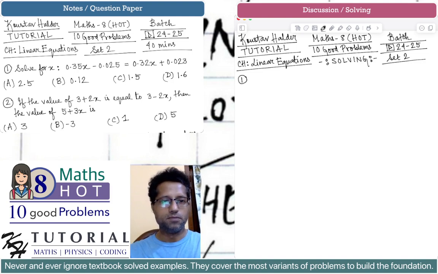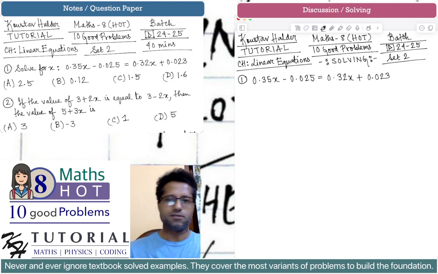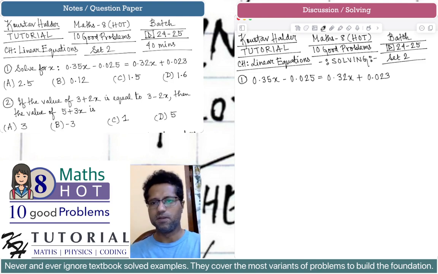The first problem is we have an equation given, we have to solve for x. The equation is 0.35x minus 0.25 equals 0.32x plus 0.023. Now this is a simple equation, but the coefficients of x are decimal numbers.